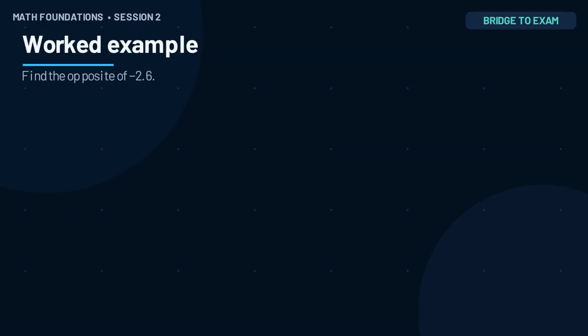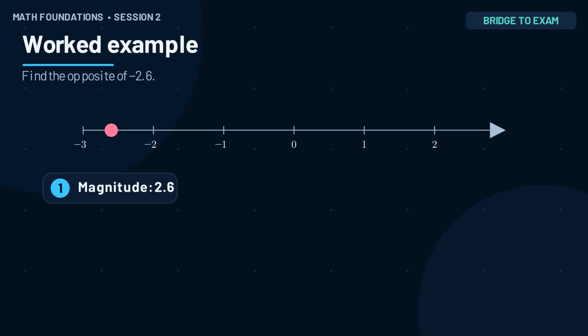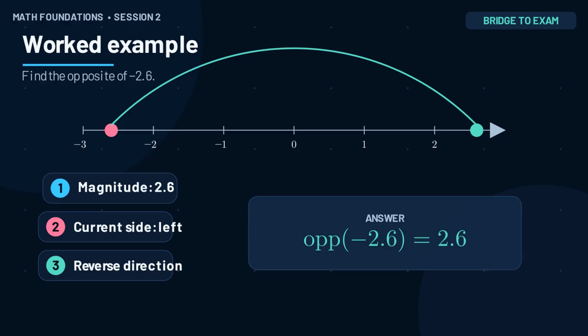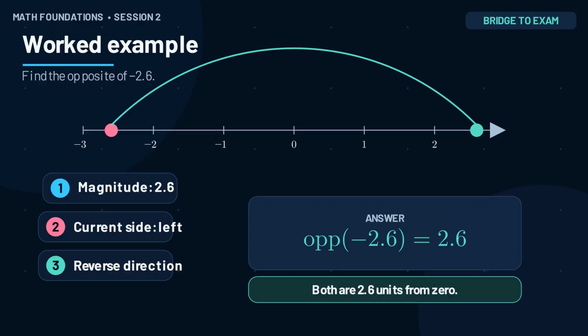Find the opposite of negative 2.6. Step 1. Identify the magnitude. Negative 2.6 is 2.6 units from 0. Step 2. Identify its current direction. It lies on the negative or left side. Step 3. Keep the same magnitude and reverse the direction. Move to the matching point on the positive side. Therefore, the opposite of negative 2.6 is positive 2.6. A quick check confirms that both points are exactly 2.6 units from 0.